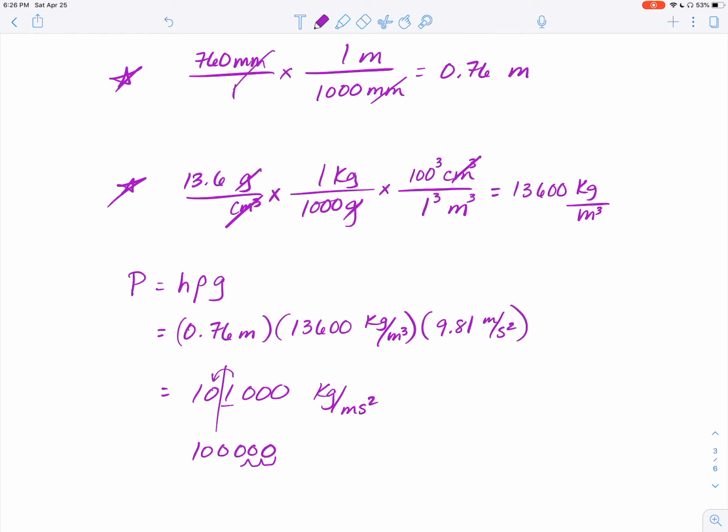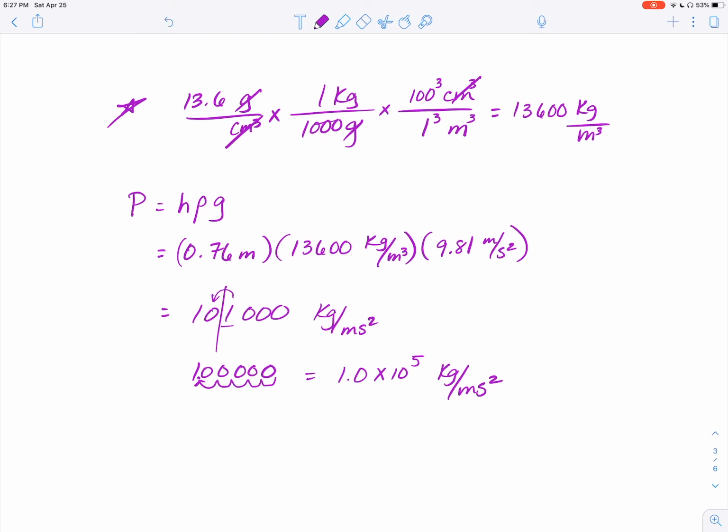So I'll just move this decimal over 5 times to the left. I'll put a decimal here, and then I'll write this as 1.0 times 10 to the 5th. And that will be kilograms per meter second squared.